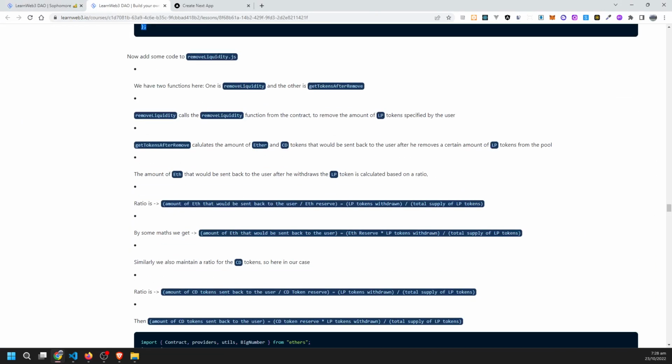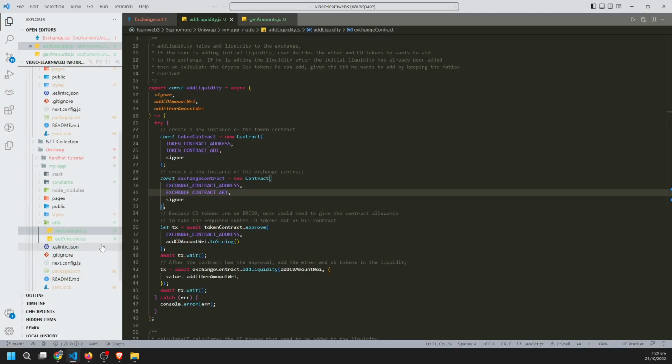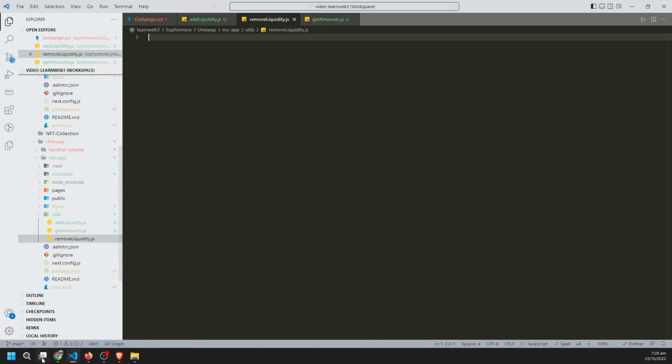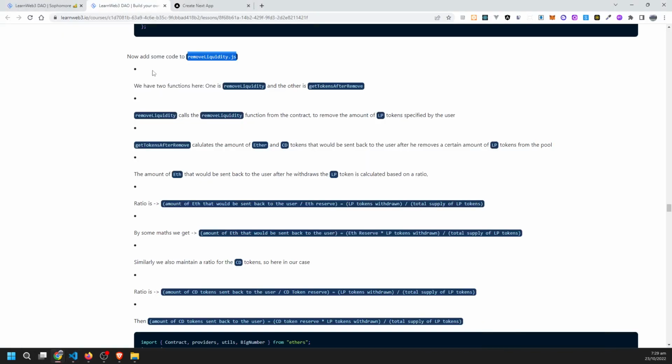Now let's add code to removeLiquidity.js. Let's copy this name and create a new file, removeLiquidity.js. We have two functions here, one is removeLiquidity and the other is getTokensAfterRemove. removeLiquidity calls the removeLiquidity function from the contract to remove the amount of LP tokens specified by the user. getTokensAfterRemove calculates the amount of ether and CD tokens that would be sent back to the user after he removes a certain amount of LP tokens from the pool.